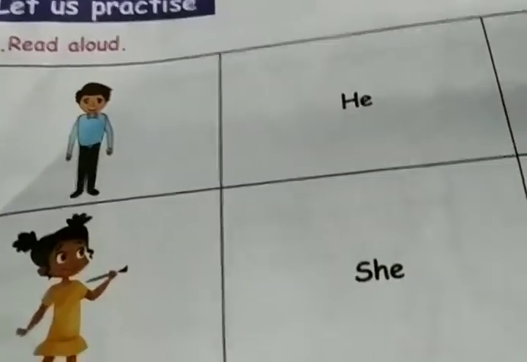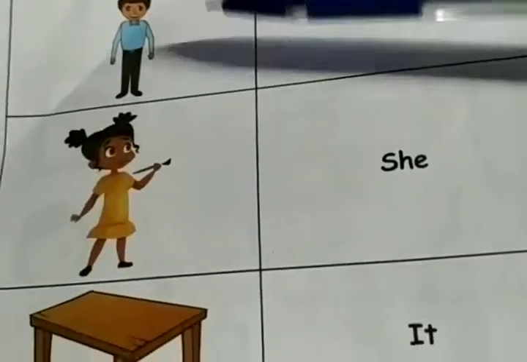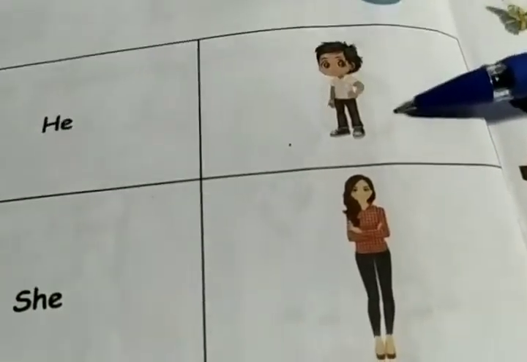See here? Yeah. So now we will tell you. Read aloud. So let us practice, okay? We will use the sentences. So, he is a man. She is a girl. It is a table. Next, he is a boy.